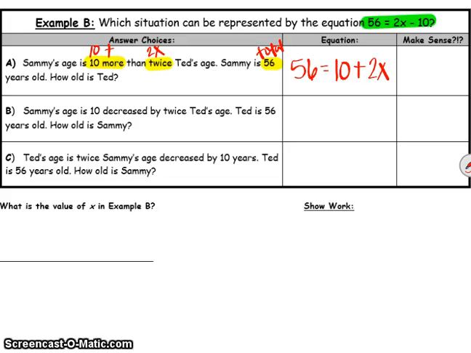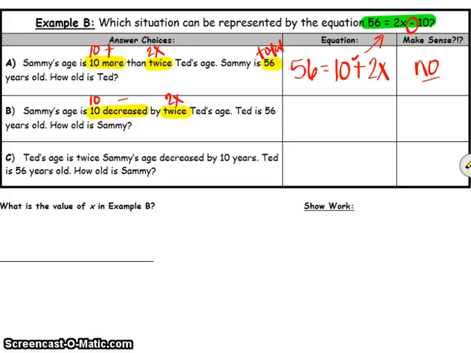And so does it make sense? Well, does it match my equation up here? No, because this has a subtraction and mine has an addition, so it does not match. Letter B says Sammy's age is 10 decreased by twice Ted's age. Ted is 56 years old. How old is Sammy? So 10 decreased by. Well, decreased tells me to subtract. And then twice, again, that tells me 2 times.